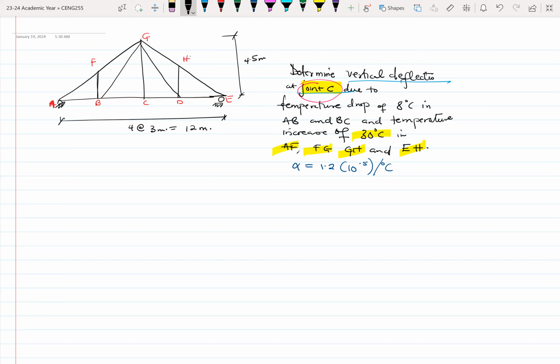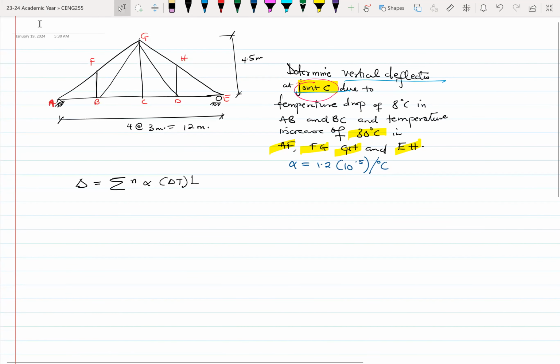All right. So since it is only change in temperature we are experiencing this time around, it means that the displacement at any joint of interest to us will simply be the summation of forces from the unit load of the members times the coefficient of thermal expansion alpha, and then times the change in temperature of the different members, also times the length of the different members.